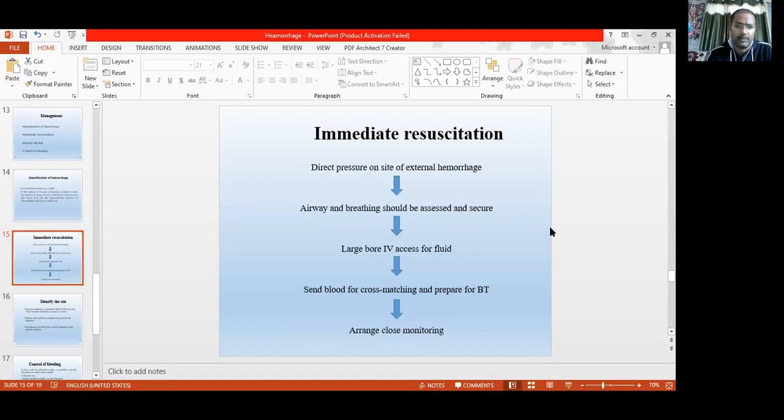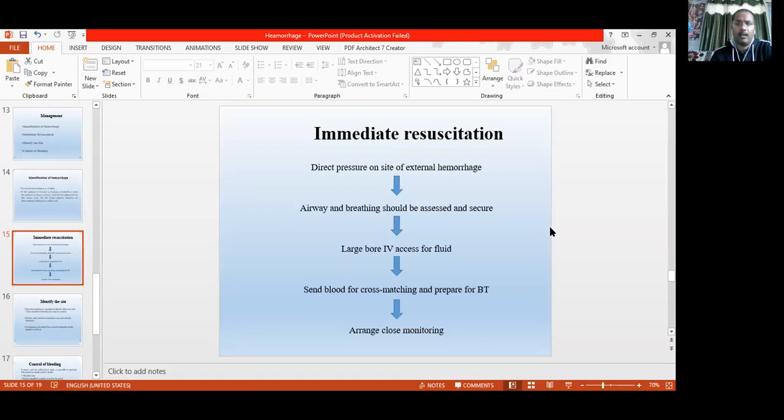How do you secure the ABC? You just see the airway of the patient, and whether the patient is breathing properly. If there is any obstruction, then you have to access and clear the airway. If the patient cannot breathe on their own, you have to intubate the patient, either by endotracheal tube or by direct thoracotomy, so the patient can take a breath.